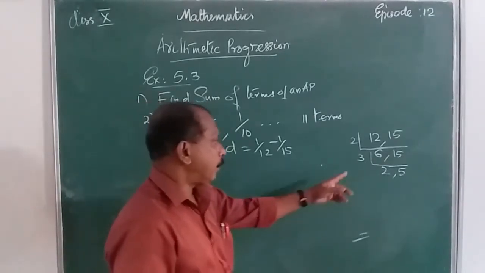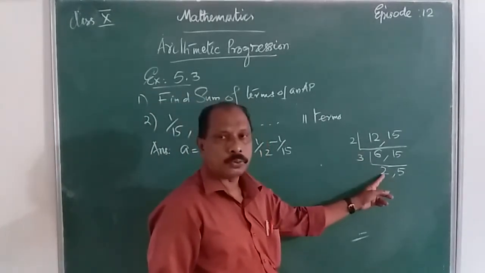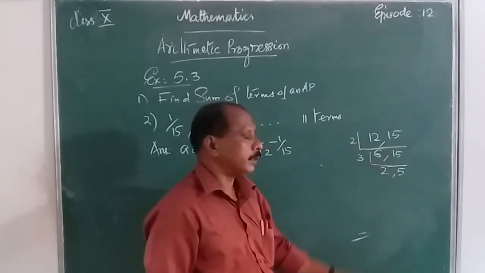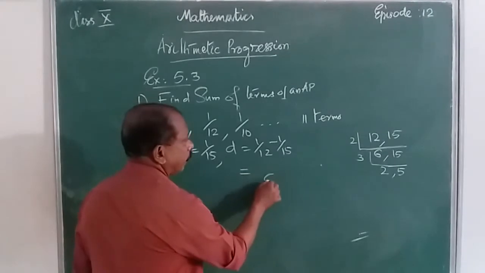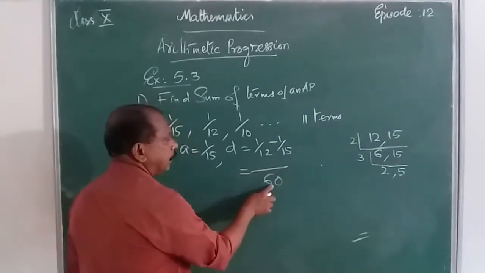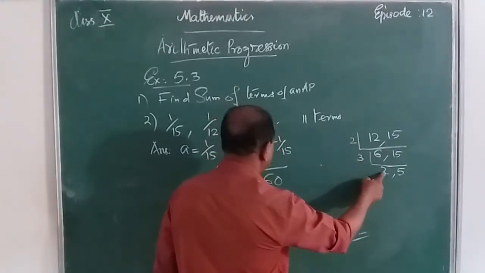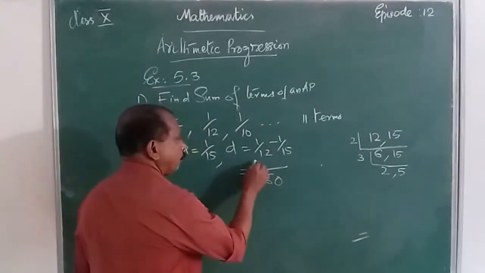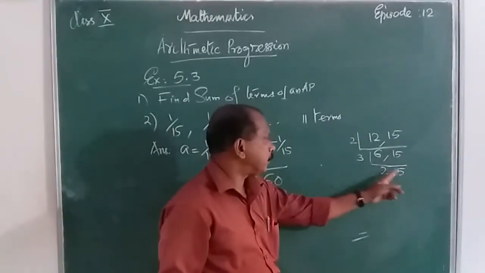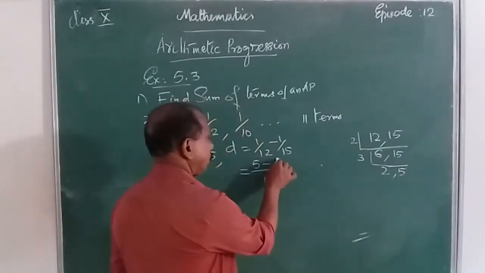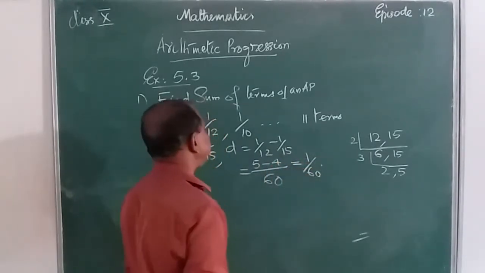Okay. Then 3 into 5 is 15, 15 into 2 is 30, 30 into 2 is 60. So 60 is the LCM. 60 by 12 is 5, so 5 minus 60 by 15, that is 4. So it is equal to 1/60.